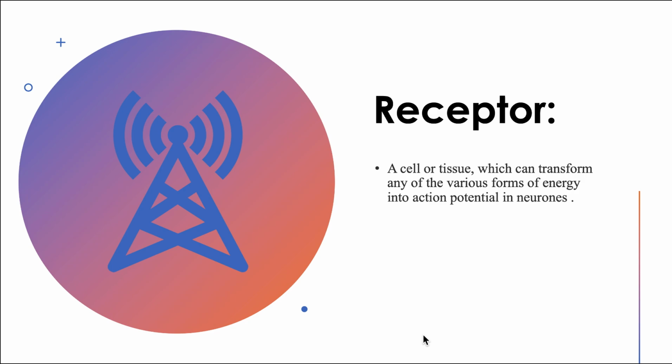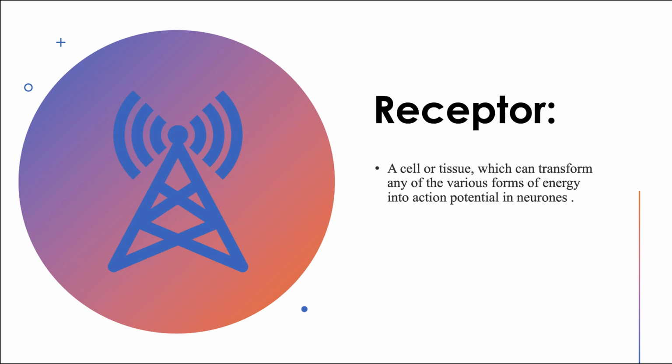A receptor is a cell or tissue that can transform any form of energy into an action potential. When we talk about energy, we are talking about electrical, chemical, mechanical, radiant energy. Mechanical can be pressure, but any form of energy that it transforms into an action potential that we call an impulse. We have a video on that.